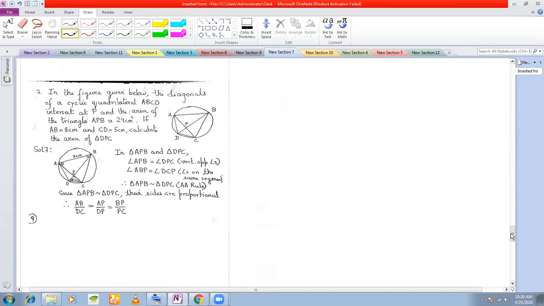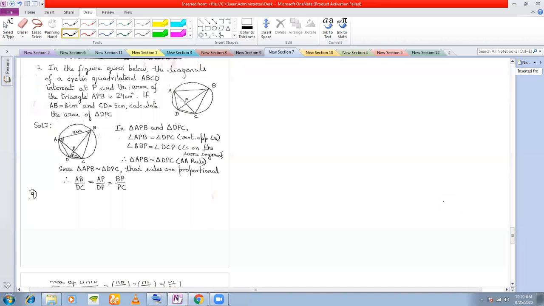Next sum, an interesting one. In the figure given below, diagonals of a cyclic quadrilateral ABCD intersect at P. What do you mean by a cyclic quadrilateral? Any quadrilateral whose four vertices lie on the circle is called a cyclic quadrilateral. I will mention this in detail after this also. Okay. Because after this we will be dealing with cyclic properties only. In this I will be discussing your cyclic quadrilaterals.